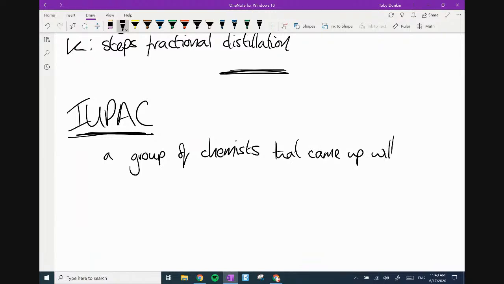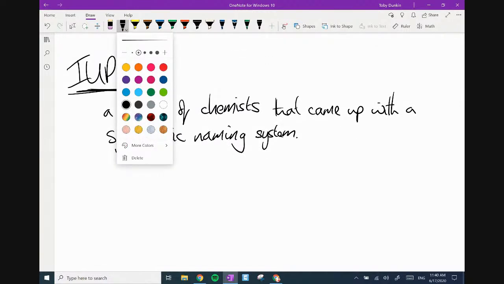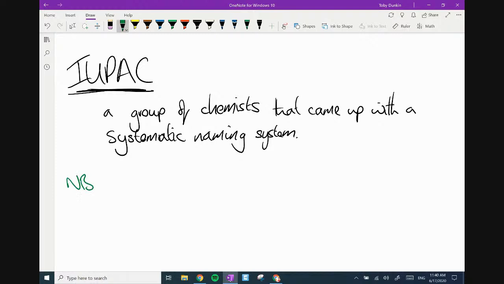came up with a systematic naming system. Before these guys came along, the group was set up, future alkanes, dinosaurs. Yes, dinosaurs. So before the IUPAC guys were set up, which was about in the 1970s, I believe, they used to give everything all their old names. So just a nota bene in green.